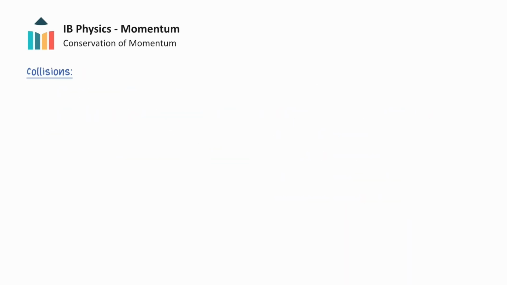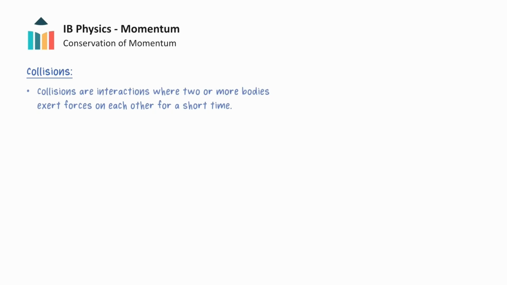In physics, we use the word collision to describe an event where two or more objects exert forces on each other for a relatively short time. For example, when two balls collide on a snooker table. An important aspect about collisions is that momentum will always be conserved in collisions.